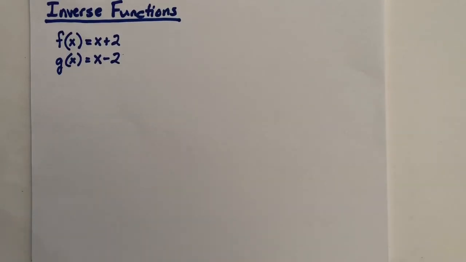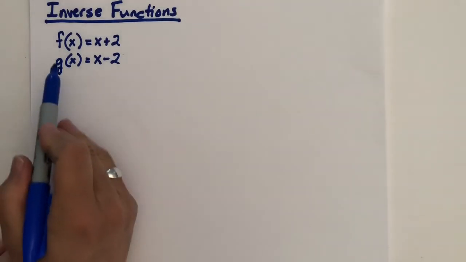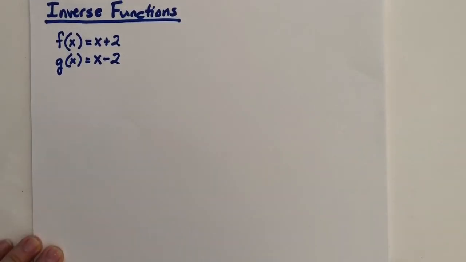Let's look at inverse functions. Let's take a look at these particular functions and we'll see what makes them inverses of each other. So I have f of x equals x plus 2 and g of x equals x minus 2.